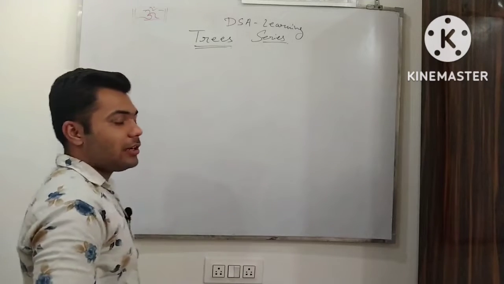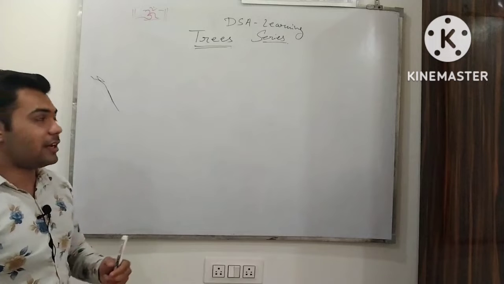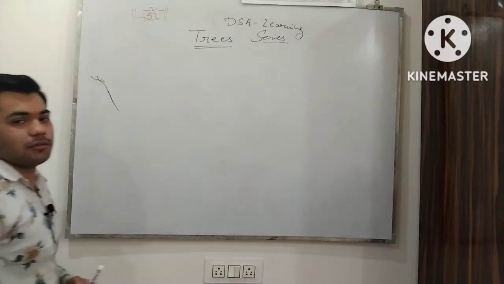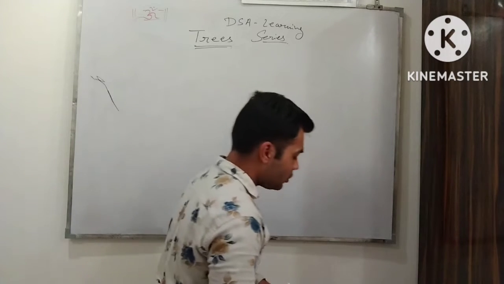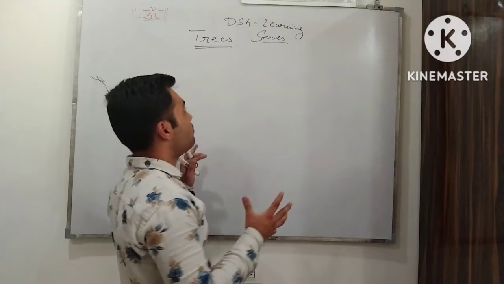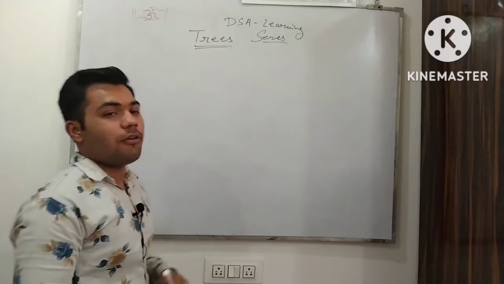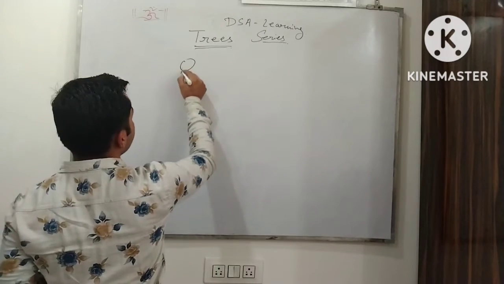First of all, I would like to tell you that DSA stands for data structures and algorithms, and trees are one of the most important topics in it. So what are trees? First of all, I would like to draw an example of a tree, and with the help of that I will explain what we are going to discuss today.